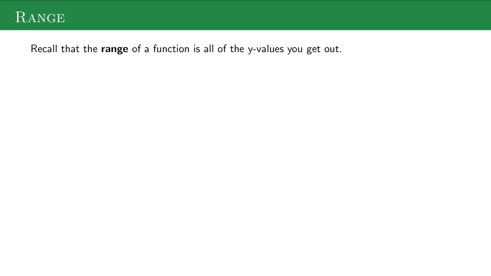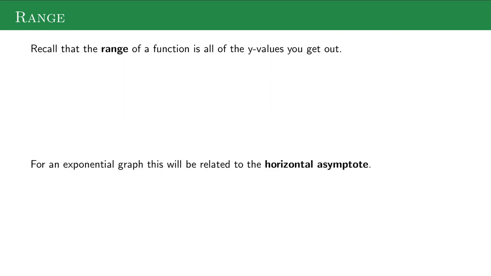The range of a function is all the y values you get out, all right, the outputs of your function. And for an exponential graph, it's all going to be dependent on that horizontal asymptote. So we have this horizontal asymptote, and we're only on half of the graph. That's going to tell me my range.